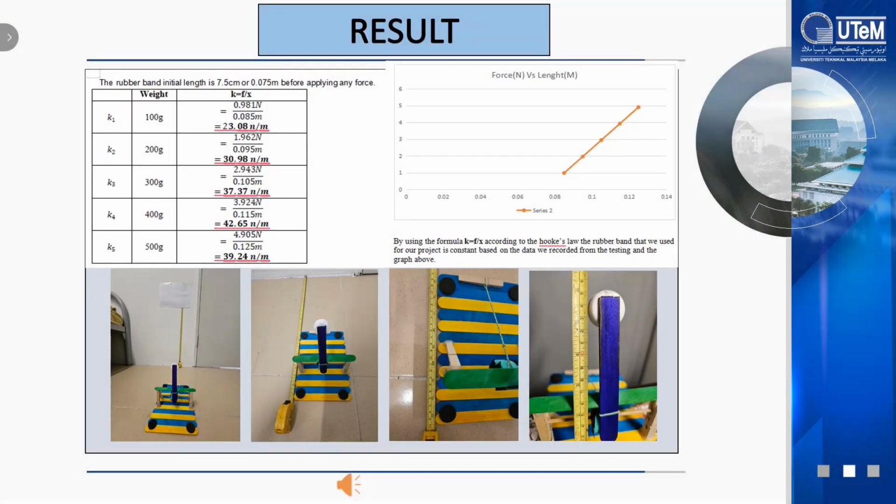By using the formula k equals F divided by x, according to Hooke's law, the rubber band that we use for our project is constant, based on the data we recorded from the testing and the graph above.